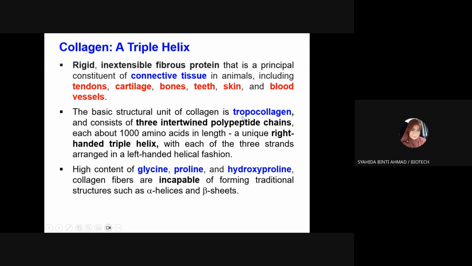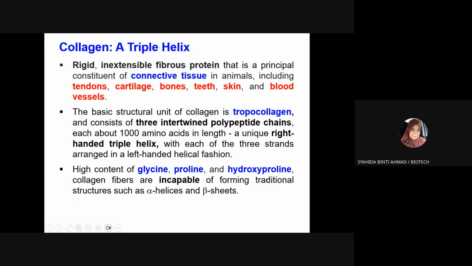vessels. So basically we consider it as tropocollagen because of the three intertwined polypeptide chains. Usually it is about 1000 amino acids in length. It is a unique right-handed triple helix, where there are three strands, right, which are arranged in a left-handed helical fashion. Mostly collagen will contain lysine, proline and hydroxyproline.